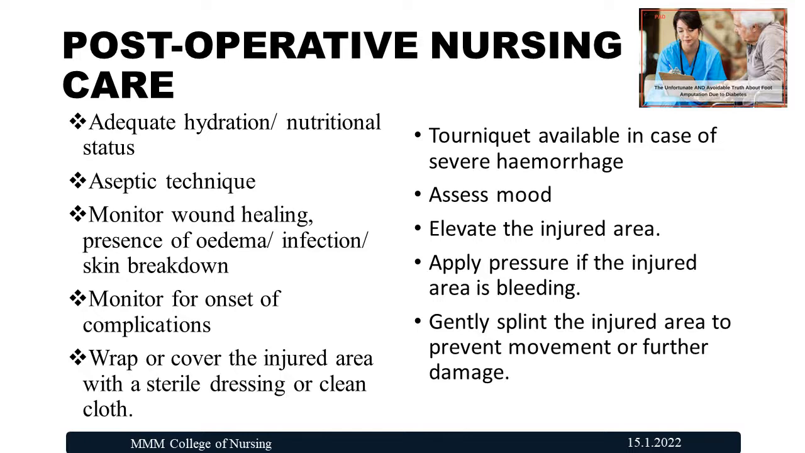keep a tourniquet available in case of severe hemorrhage. The patient is to be observed for oozing, assess the mood of the patient, elevate the injured area, apply pressure if the injured area is bleeding, and gently splint the injured area to prevent movement or further damage.